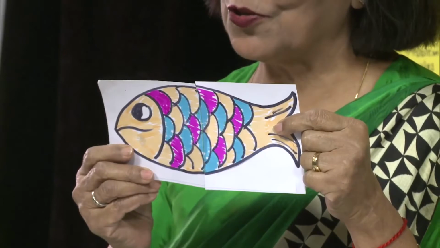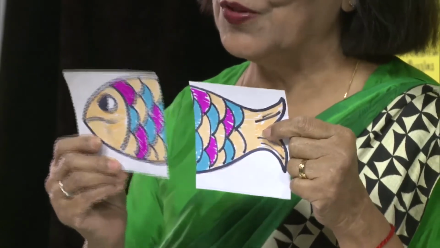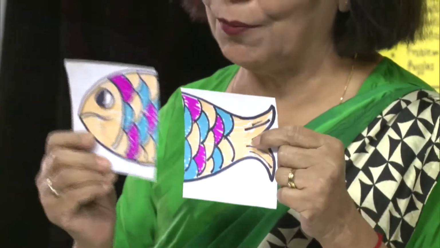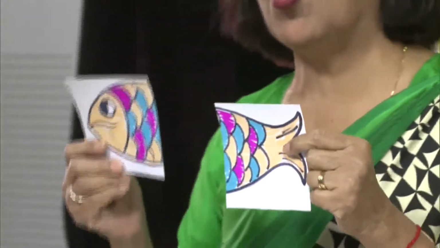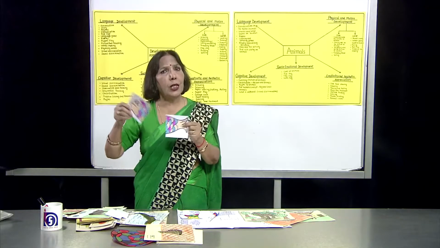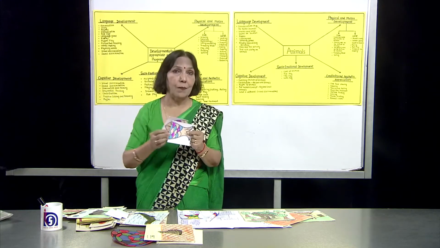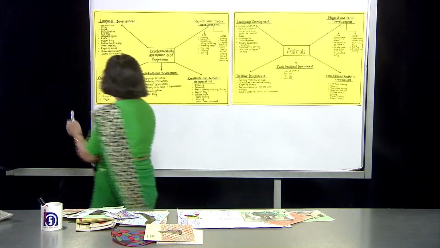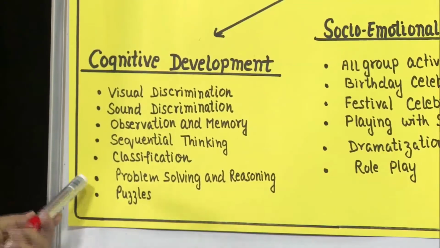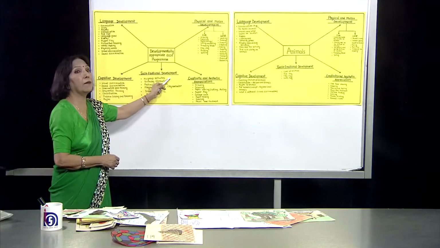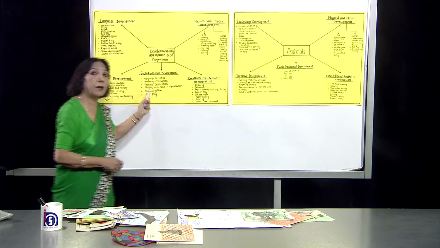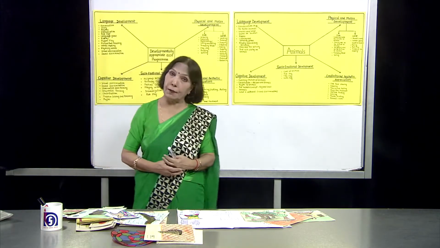Earlier I have also told you that it should go from simple to complex. First you give 2-piece puzzles, then 3 or 4-piece puzzles, and keep making it more difficult, 5 pieces, 6-piece puzzles. So, this is puzzles. Now, socio-emotional development. We should give some activities for socio-emotional development also.